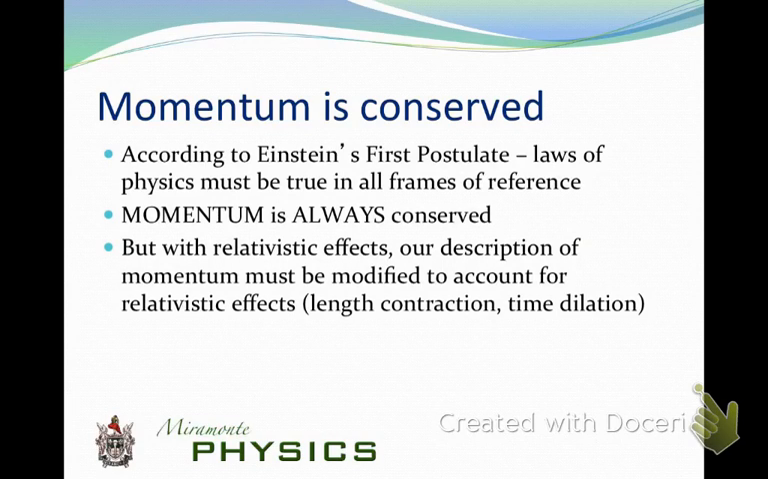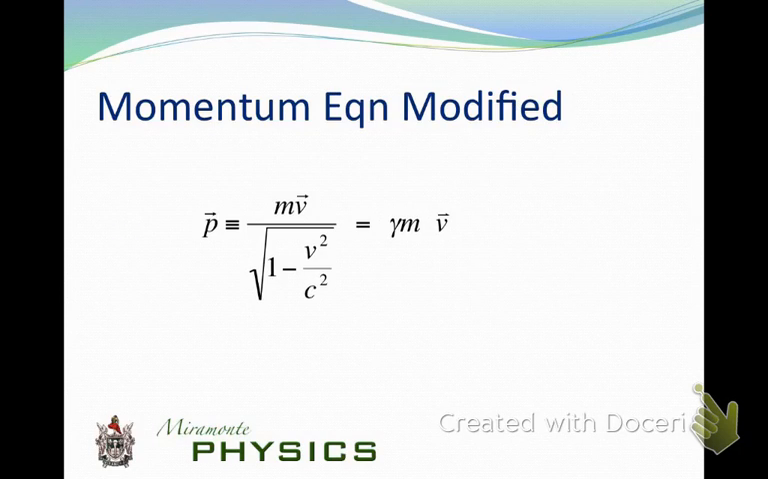But with relativistic effects, our description of momentum must be modified. So the fact that we have length contraction and time dilation means we have to modify our original understanding of momentum. Before, we understood momentum to be p equals mv, right? That's our definition before. But now that we are talking about something moving near the speed of light, we have to throw a gamma in there.